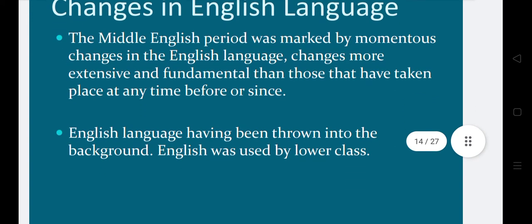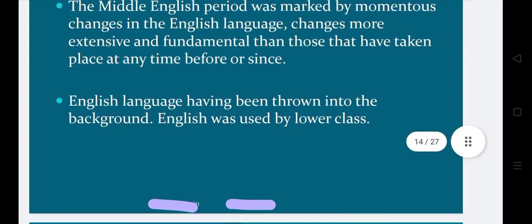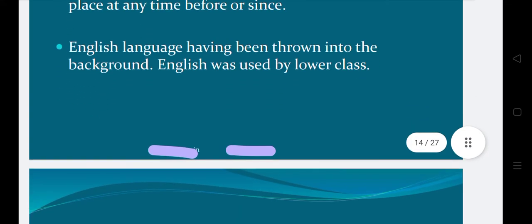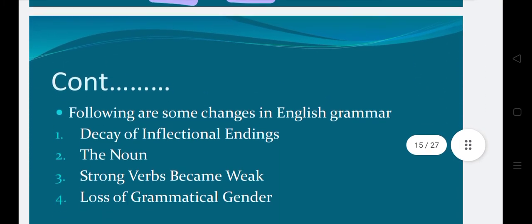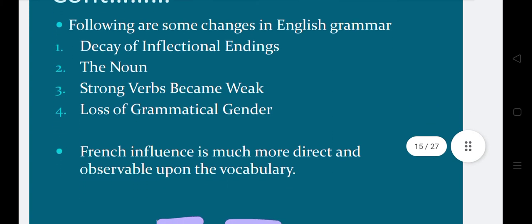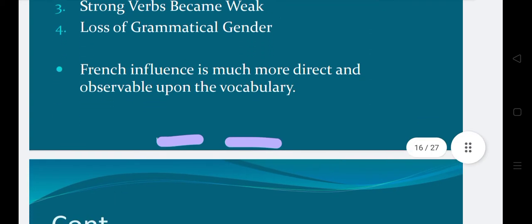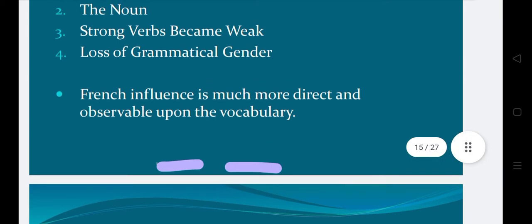The Middle English period was marked by momentous changes in English, and the changes were more extensive. There were changes in the English language in all aspects, with respect to grammar and pronunciation as well, with English having been thrown into the background and used by the lower class. Some changes were the decay of inflectional endings, the noun. So basically these are grammatical changes, the loss of grammatical gender. All of these are detailed in that video.